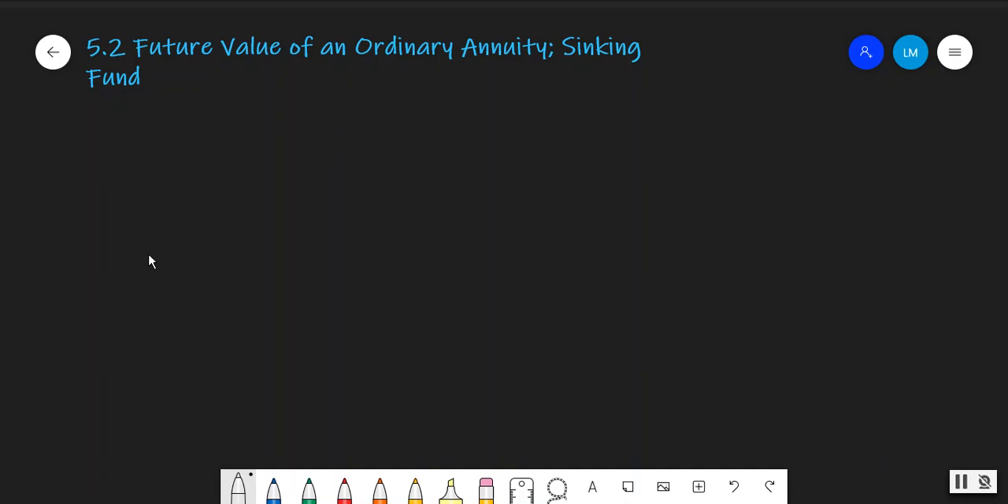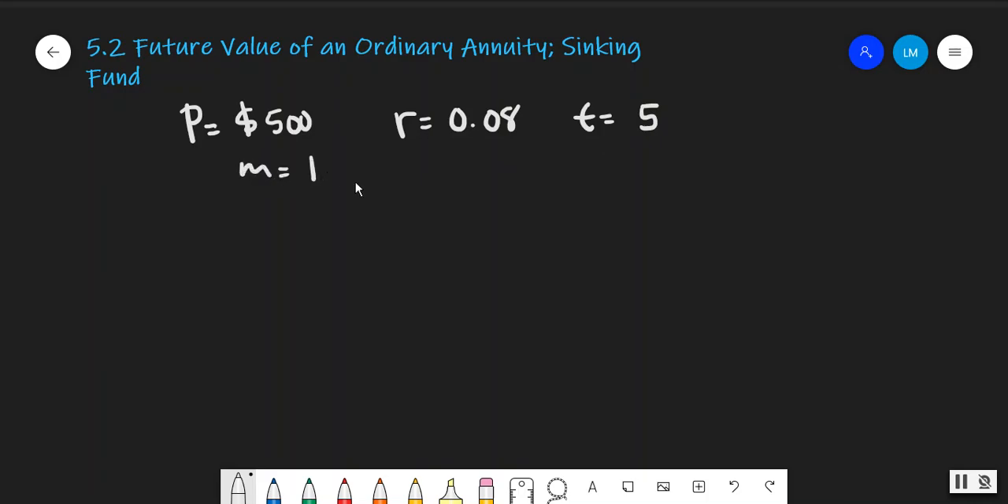Now, let's say, for example, that you would like to deposit $500 at the end of every year for 5 years. So let's say you have a principal amount of $500. Let's say the annual interest rate is 8%. In this example, T is 5 years. Because we're going to deposit at the end of the year, that implies the period is going to be M.